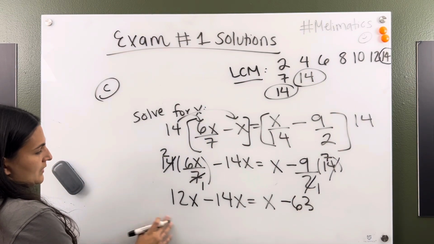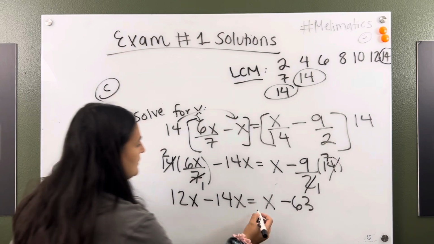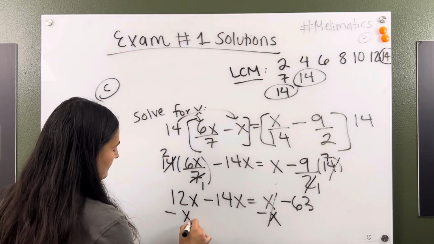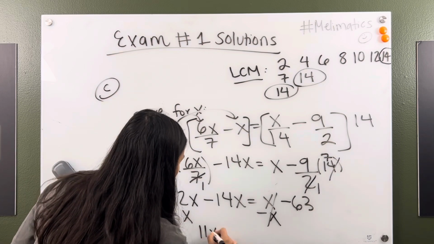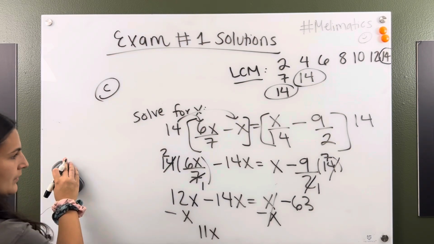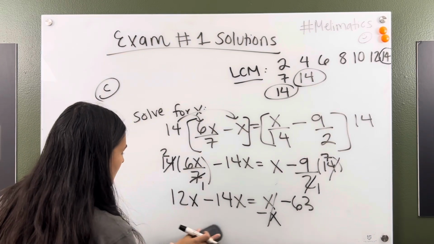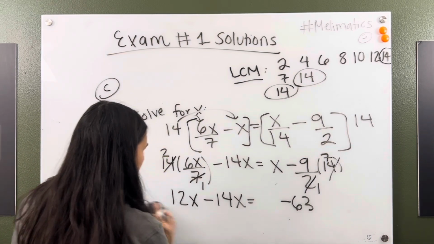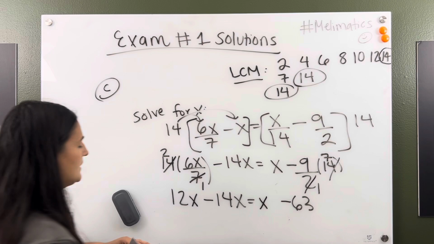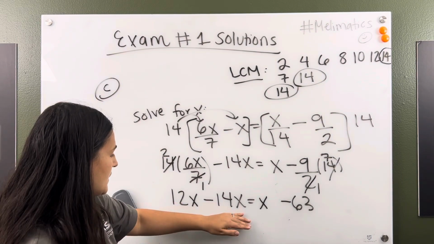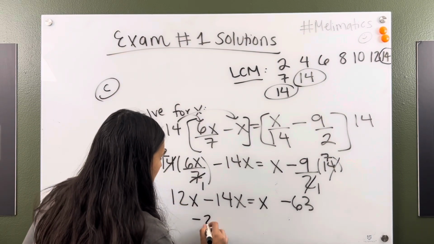Alright, again, what are we doing? We're solving for x, so keep getting your x's together. So we're going to subtract x. Before I even do that, just notice both of these have x's in them, so let's join our like terms first. So what's 12x minus 14x? Negative 2x.